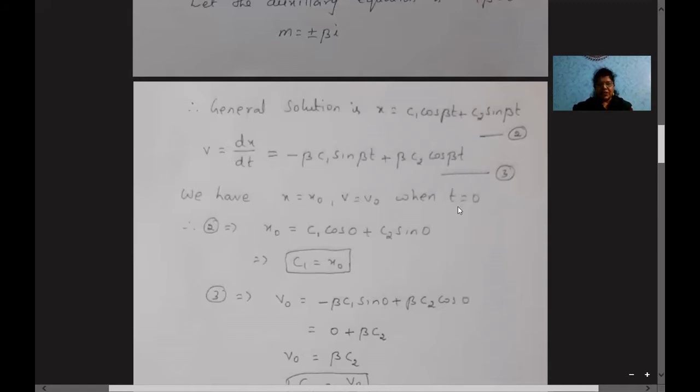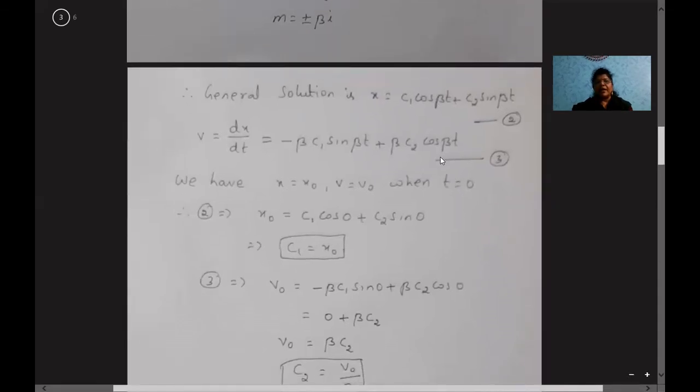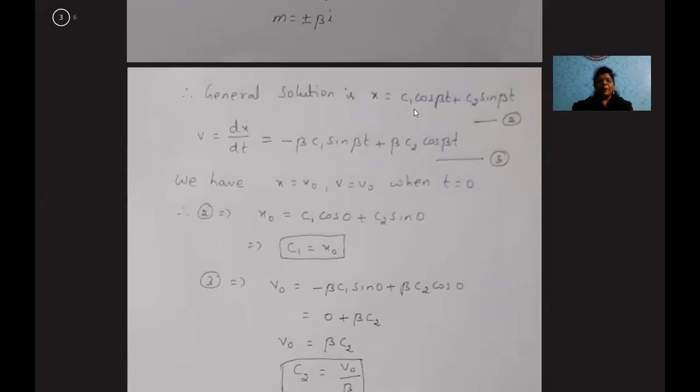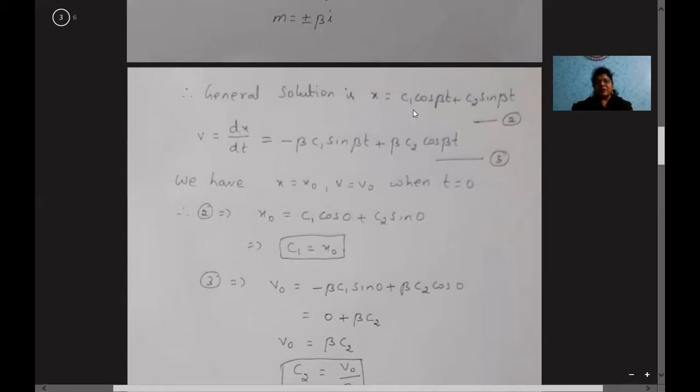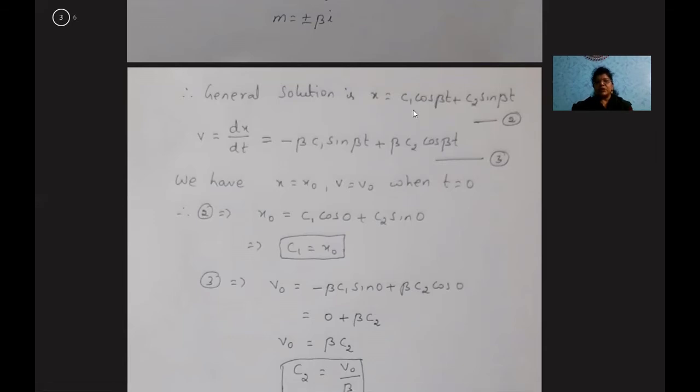Now I'm putting the initial condition, that is x equal to x naught, v equal to v naught, when t is equal to 0. In equations number 2 and 3, we obtain x naught is equal to C1 cos 0 plus C2 sin 0. What is the value of cos 0? 1. Sin 0, 0. Substitute. You will get the value of C1 as x naught.